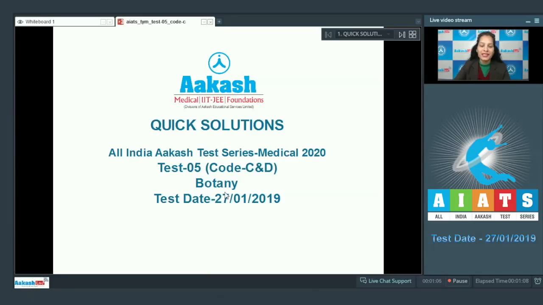Hello students, I'm going to discuss the quick solutions of All India AIATS Test Series Medical 2020. Test number 5, code C and D. Your test was held on 27th of January 2019 and I'll be dealing with the botany section. So let's start with the botany section.